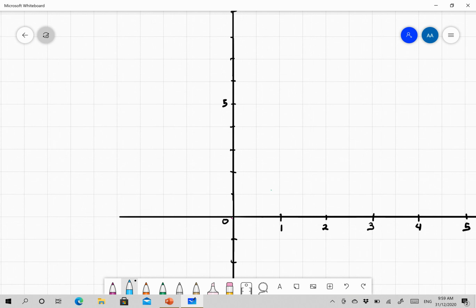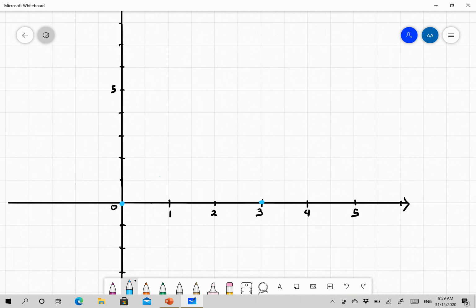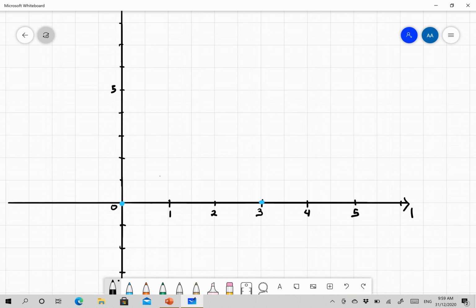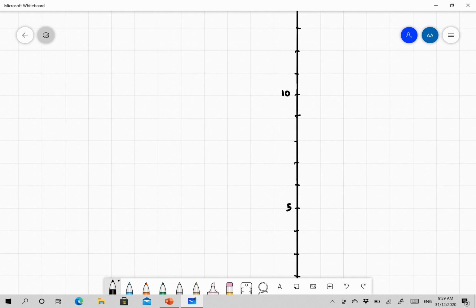So when t is 0, s is 0. When t is equal to 3, s is equal to 0. So here is the axis for time. Let me just label this properly. So here is time. Right, now let's move on to this part.